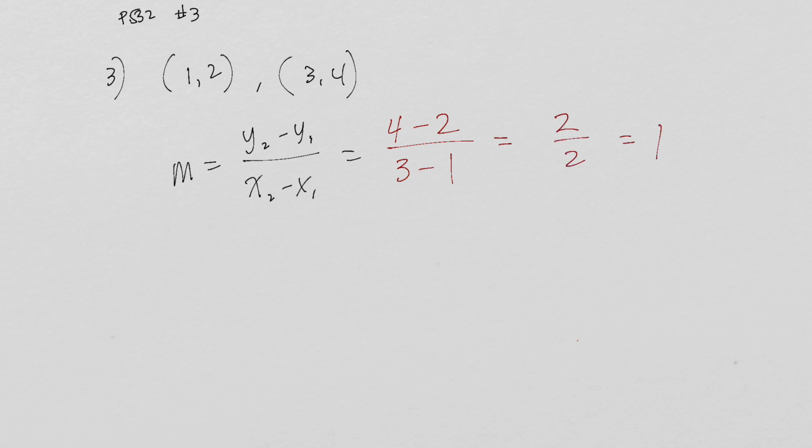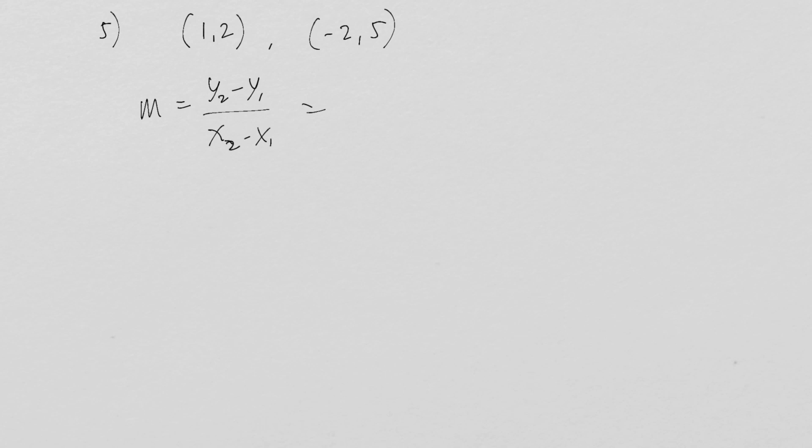So this slope is 1. For number 5, they want to know the slope between 1, 2, and negative 2, 5. So the slope is the difference of the y's, that's a 2, over the difference of the x's. y2 is the y value of the second point, that's y1. x2 is negative 2, x1 is 1. So this becomes 3 over negative 3, or negative 1.